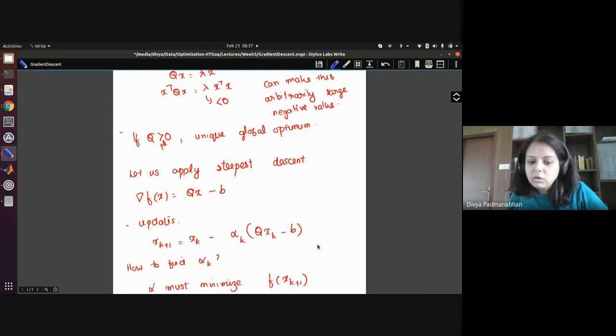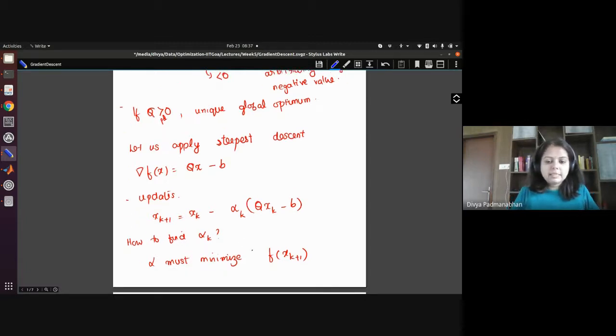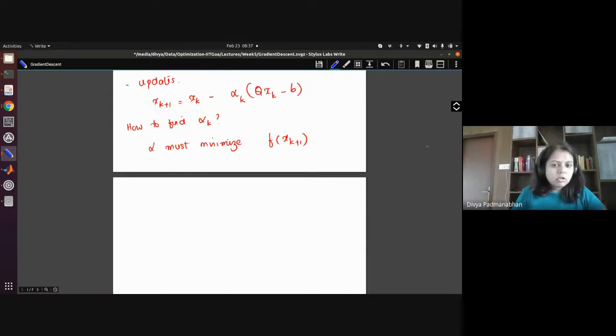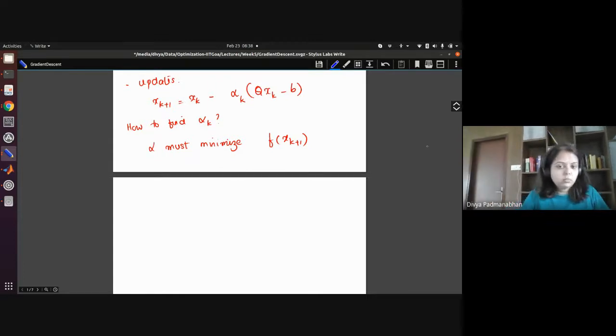Now how do we set alpha? We want alpha to minimize f of x_{k+1}. So let's just see how we do this. How do we minimize? This is also a minimization problem in turn. So let's just write this.